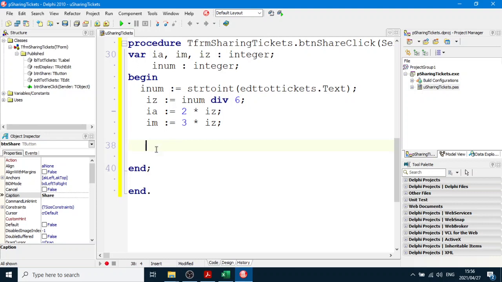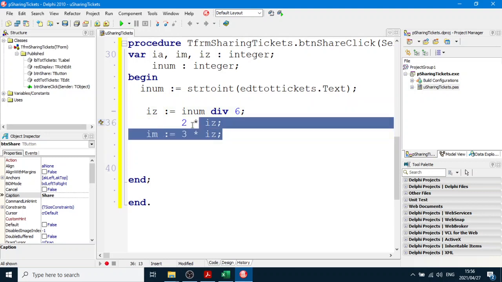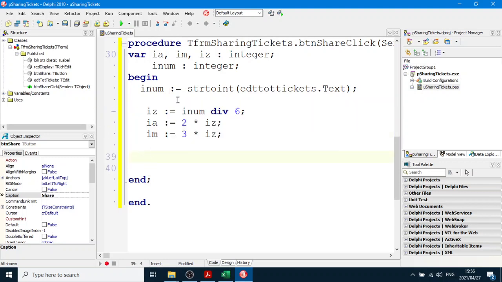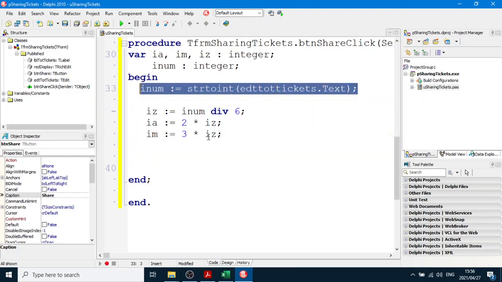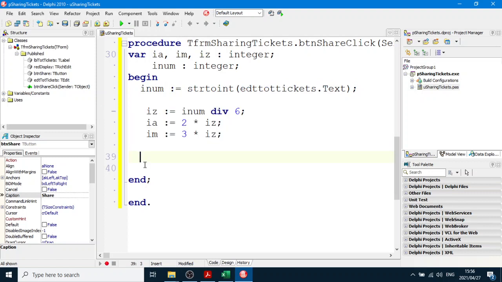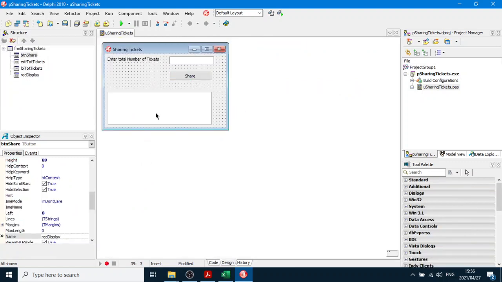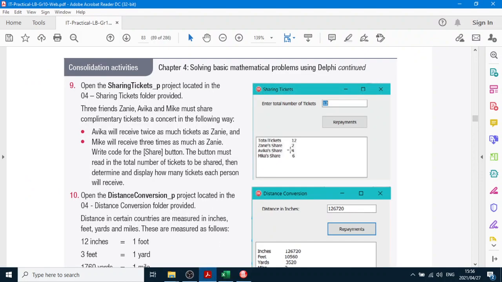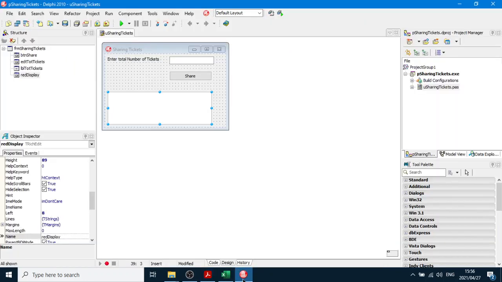Let's see how it pans out, and we'll put in a random number of tickets. Oh, but first of all, our display. Well, this is our processing. That was the input. This is processing, and now we're going to do the output, which is our display, into our rich edit. So Zain share, Avika share, Mika share, total tickets. So we've got to go and put that all into a rich edit.